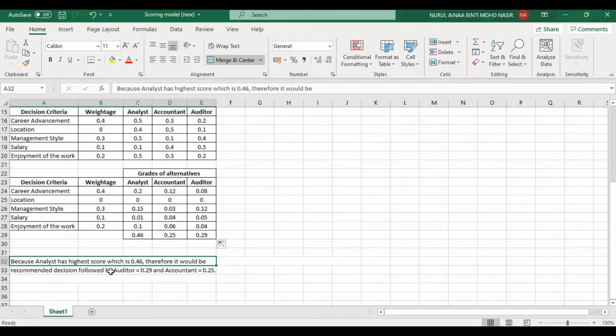Because the analyst has the highest score, which is 0.46, it would be the recommended decision, followed by auditor, which is 0.29, and accountant, 0.25.